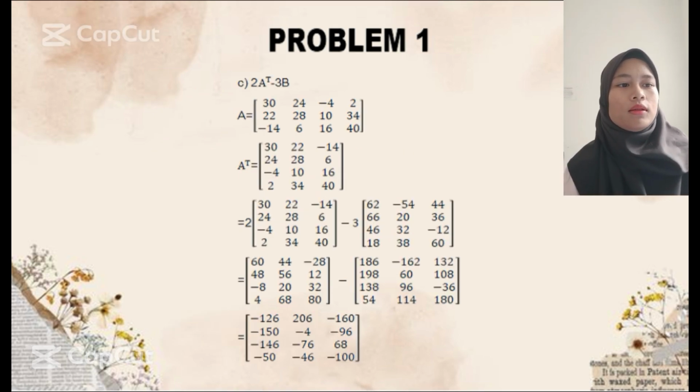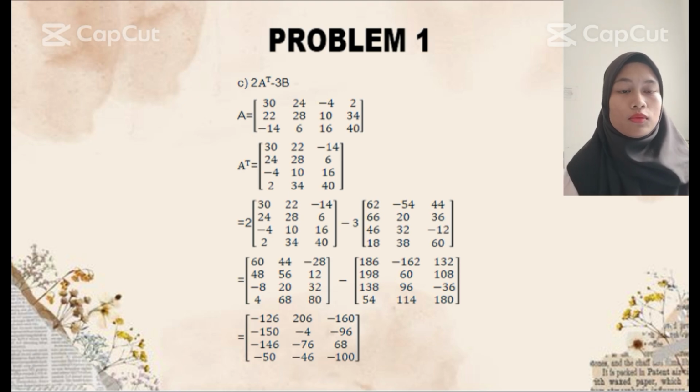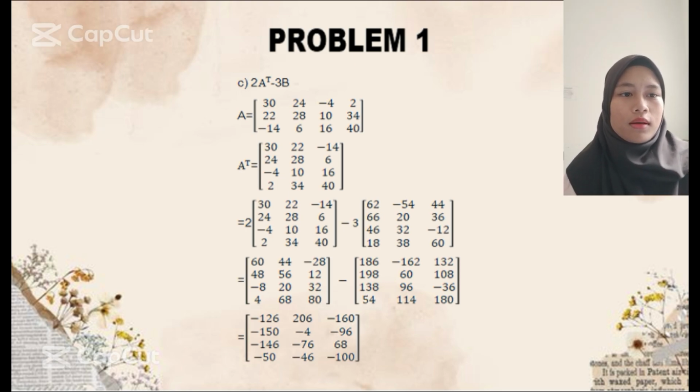In 1C, 2A transpose minus 3B. We need to transpose A by changing rows to columns, or we can change columns to rows. Then the answer we get for A, we multiply by 2. B we multiply by 3. Lastly, we calculate 2A minus 3B and we will get this answer: negative 126, 206, negative 160. We will get a 4 times 3 matrix.